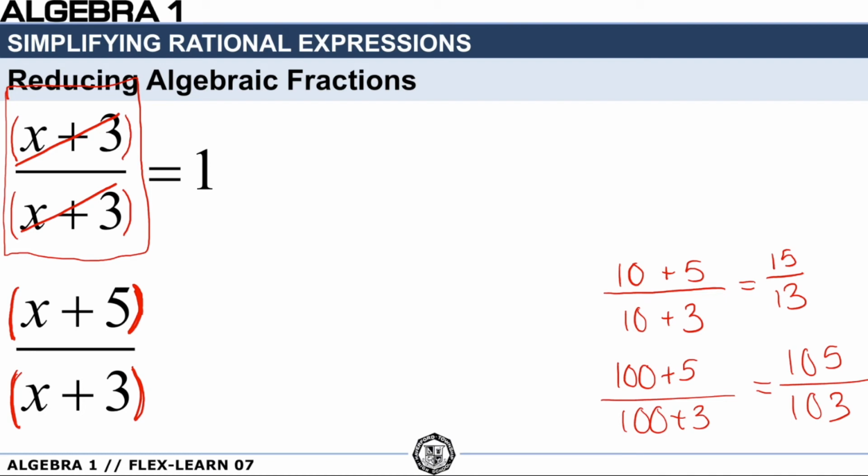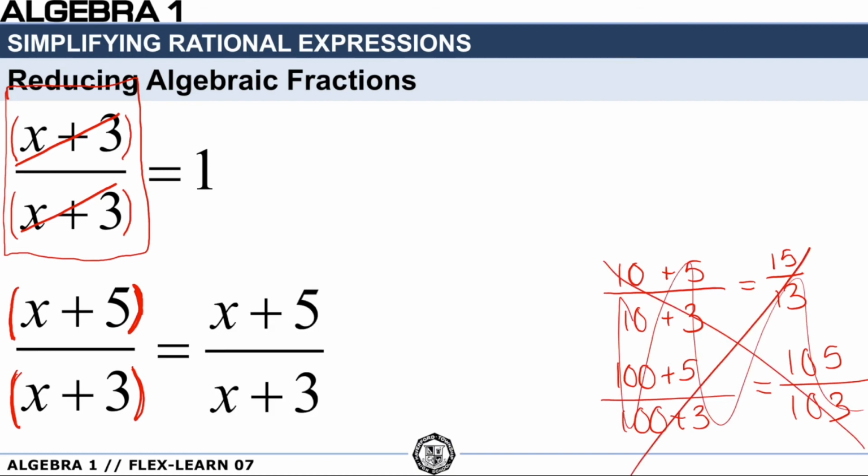So what's the answer? How do I reduce this fraction? It just stays the way it is. X plus 5 over x plus 3. And that's it. I'm done reducing this. There was really nothing I could do. So don't make the common mistake. Don't cross those x's off. Don't tell me this is 5 over 3. It is just x plus 5 over x plus 3.